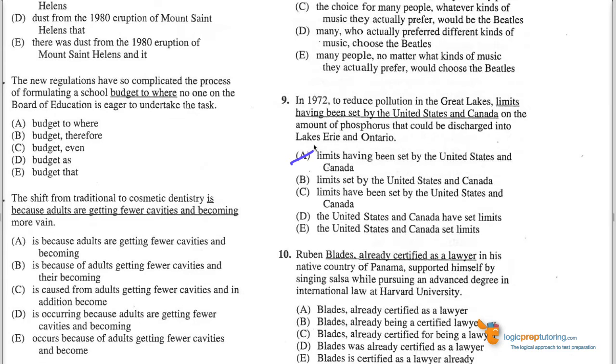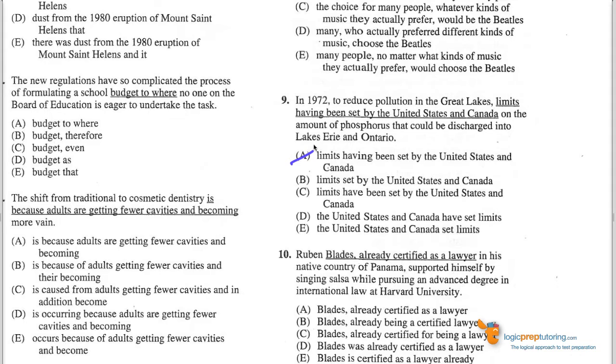The first one is, there's no complete verb, right? Limits having been set is not a sentence, right? I can't say I having been tired. I would say I am tired or I was tired. So it should read at least limits were set by the United States and Canada.